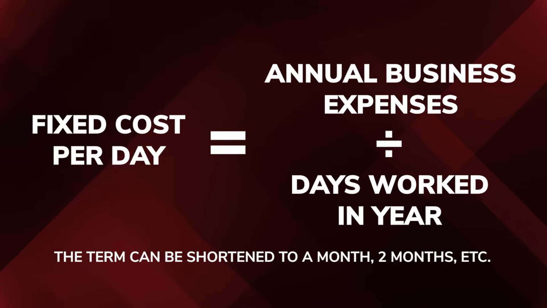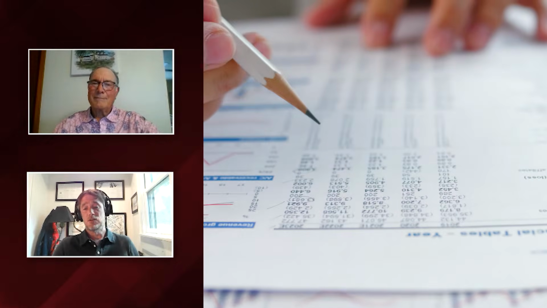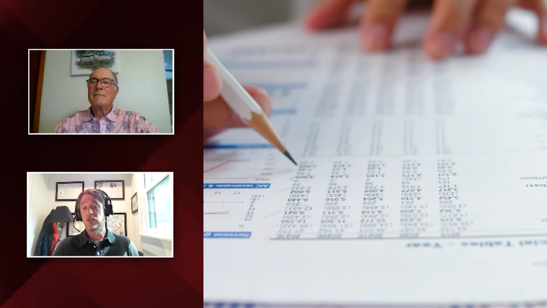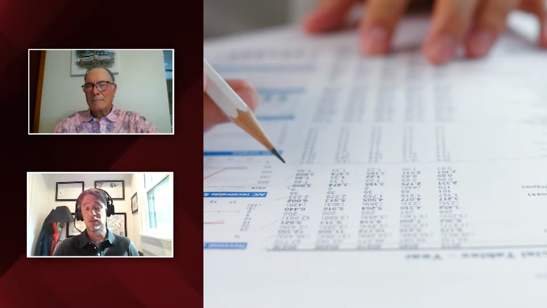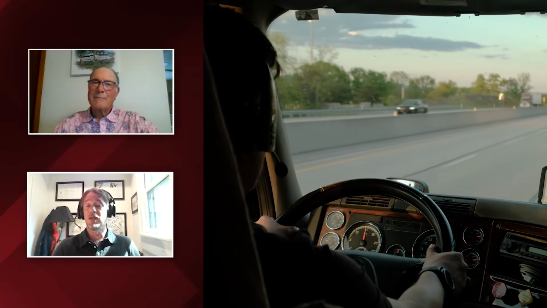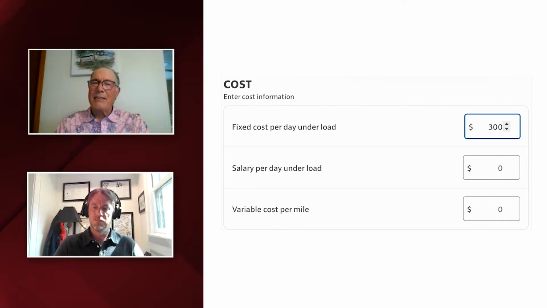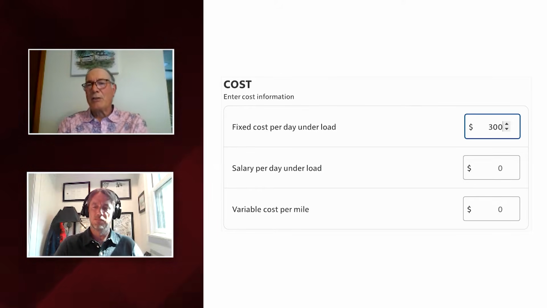If an actual owner-operator is coming to this number themselves, a good way to do it, look at your fixed cost for the prior year or whatever the term is, prior month, prior 2 months, and divide that number by the number of days that you actually worked. But whatever you decide to use, just consistently keep it the same, and that will be your baseline, and that'll help you as you make judgment calls on loads.